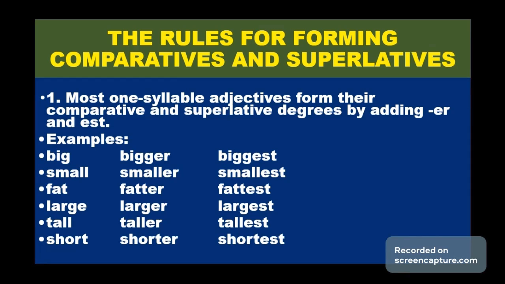All right, there are rules that govern the formation of comparative and superlative adjectives, so we are going to look at them. And we begin with the first rule. Most one-syllable adjectives form their comparative and superlative degrees by adding er and est. Now you can look at the examples on the screen. Big, bigger, biggest; small, smaller, smallest; fat, fatter, fattest; large, larger, largest; tall, taller, tallest; and short, shorter, shortest.